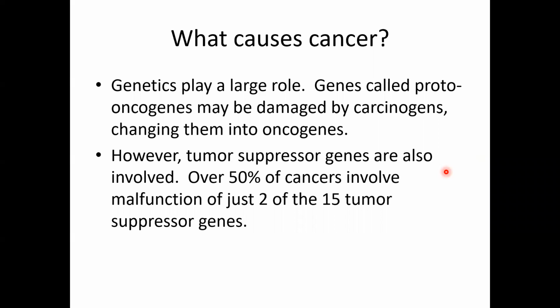Luckily, we have other genes built in to help us, tumor suppressor genes. And those genes are activated should that proto-oncogene be damaged. And it causes the cell to die. And then you don't have cancer because the cancer cell is dead. About half of cancer involves malfunction of 2 of the 15 tumor suppressor genes.